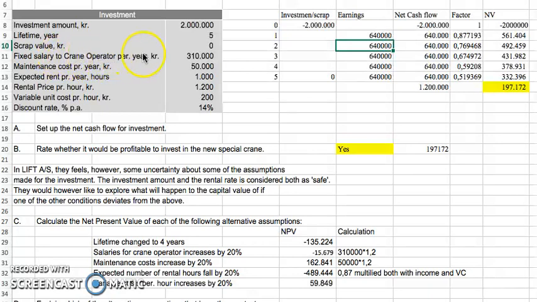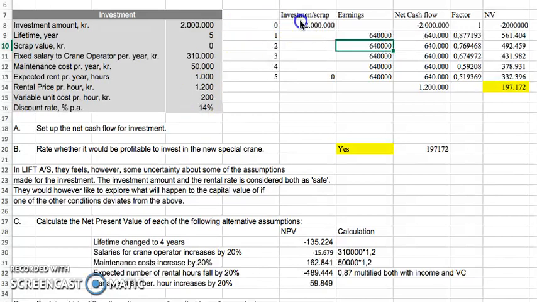Fixed salary to crane operator, maintenance cost per year, expected rent per year, rental price per hour, variable unit cost per hour, discount rate in percent. This discount rate is how much we expect our investment to actually benefit our corporation. This means that instead of investing these 2 million, we could have invested money in something different. But in this case, we invested in this, and therefore we expect that this can actually benefit the company.